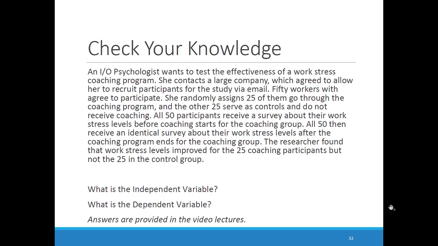What is the dependent variable? Well, if you said work stress, then you would be correct. The dependent variable in this case is work stress. The researcher is observing the effects of the coaching program on the work stress levels. So the work stress levels are dependent on the coaching program.